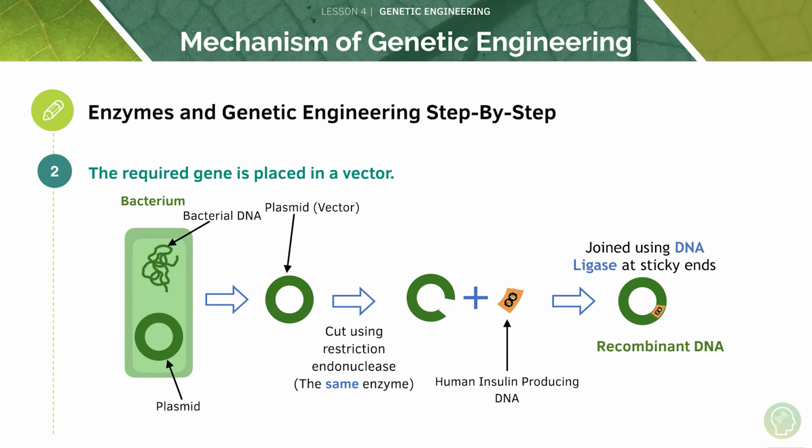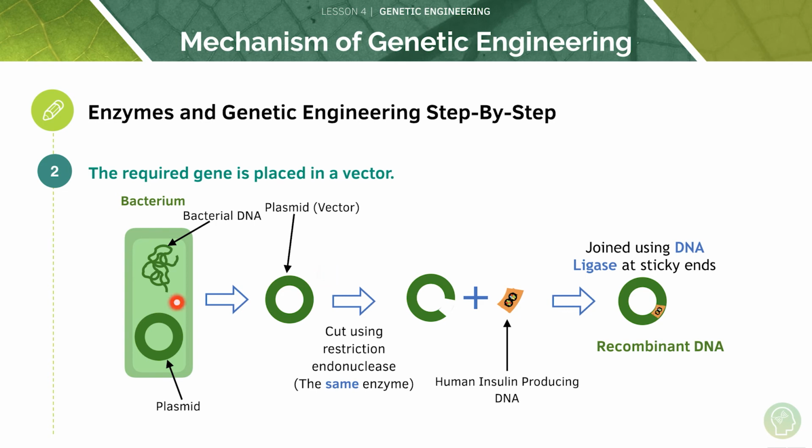So we use a vector. Our vector can be either a virus or a bacterial plasmid. In our first slide we saw how we can use a plasmid, and we'll use a plasmid again because this is the most common method of doing it. So in this case we would insert the insulin gene into a plasmid vector. And ligase enzymes are used to stick the insulin gene and plasmid together correctly.